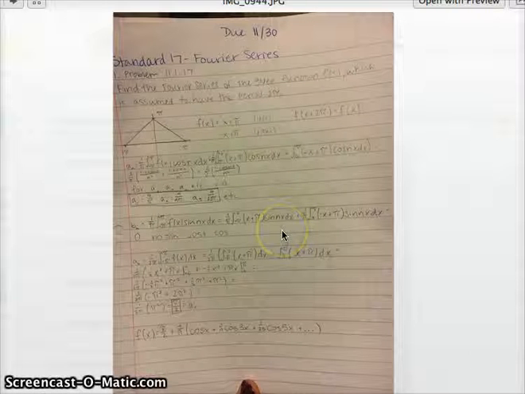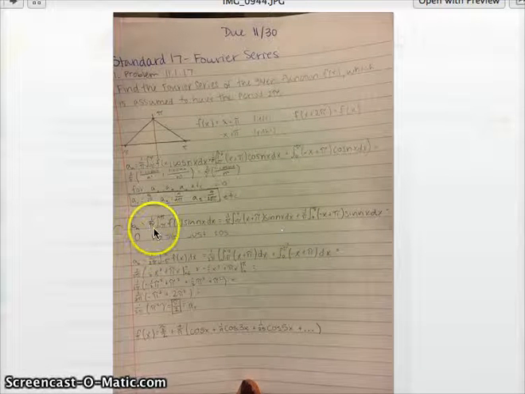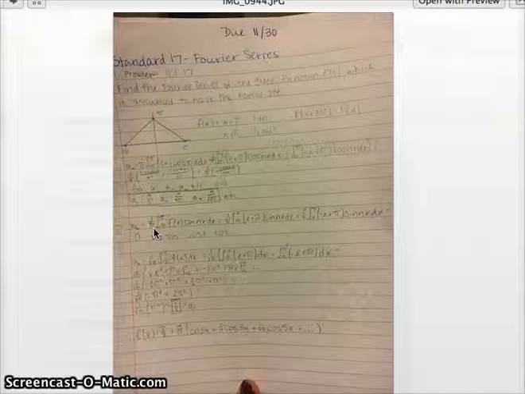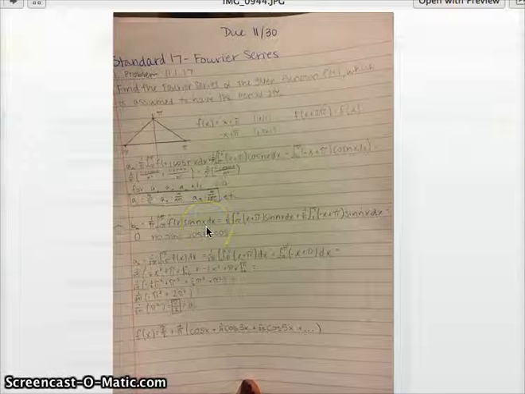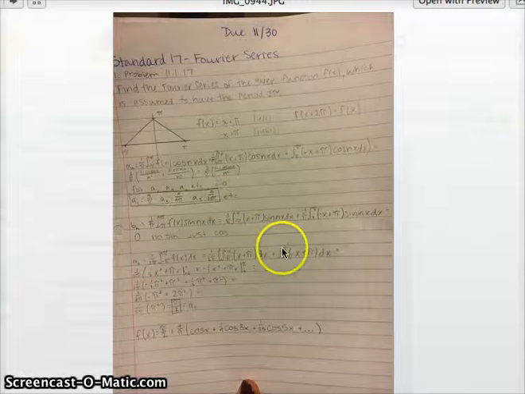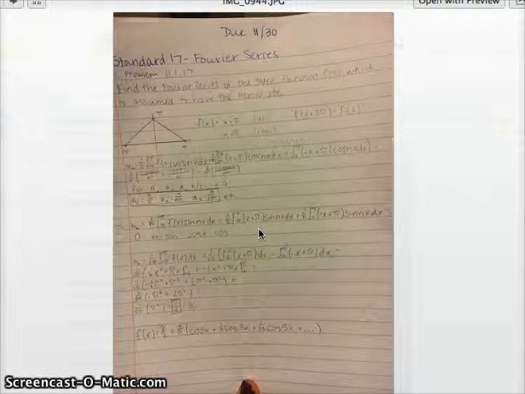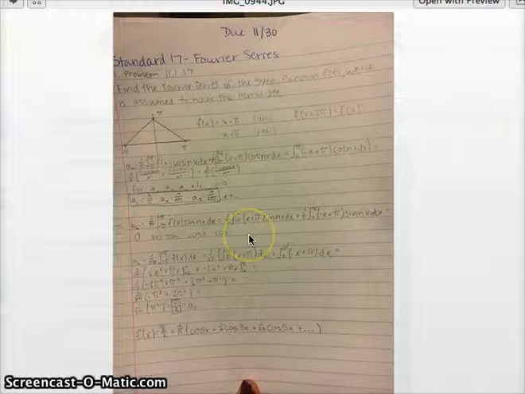And then for the b n term, same idea. The equation is 1 over pi times the integral of negative pi to pi times f of x, but this time it's sine instead of cosine, and for this one it's actually going to be 0 because we don't have any sines for this, just cosines, so we don't need to worry about this term.